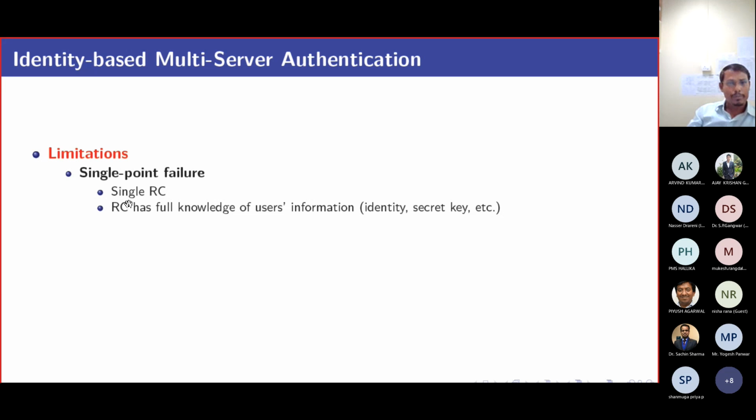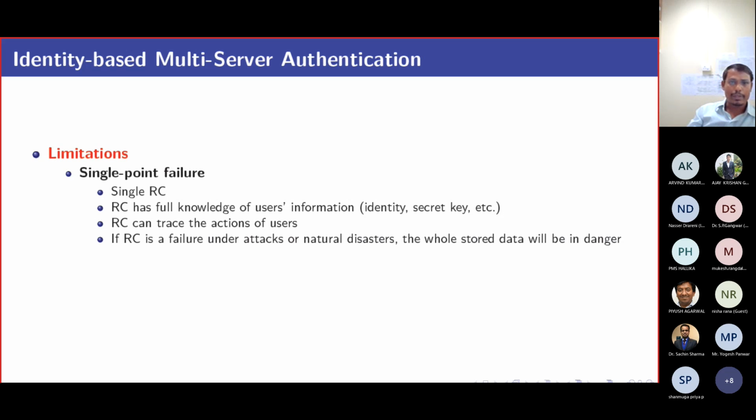The requirement is because if RC is not trusted, they can use the private key of the server as well as the user. Yes, that is why RC has the ability to trace the actions of the users. No other party can trace, but RC can trace. So that is why RC must be trusted. If RC is not trusted, the security may be compromised.